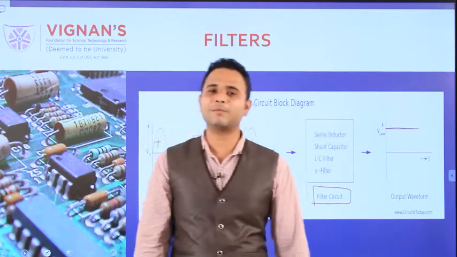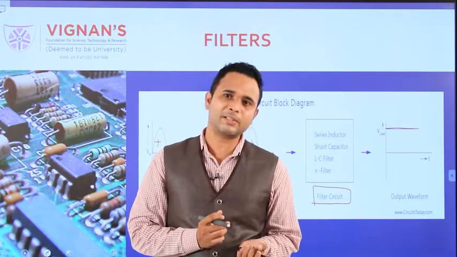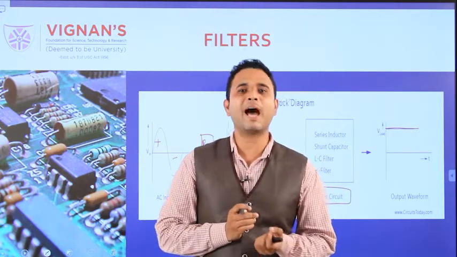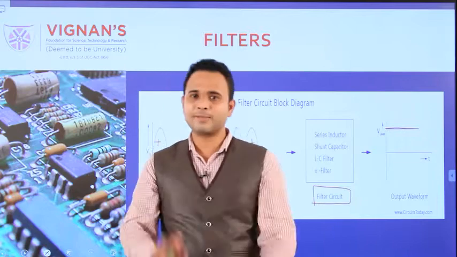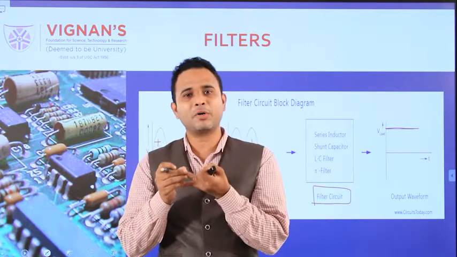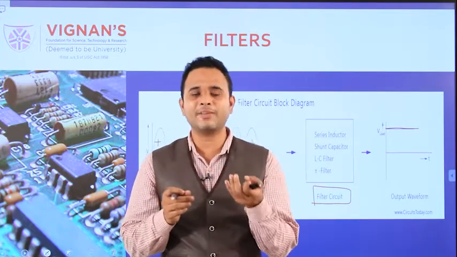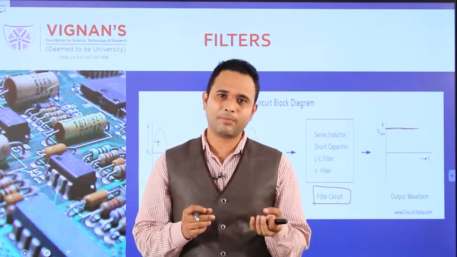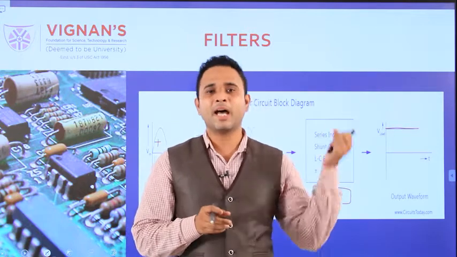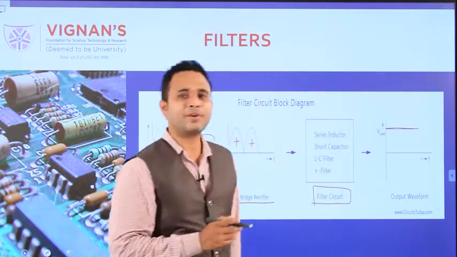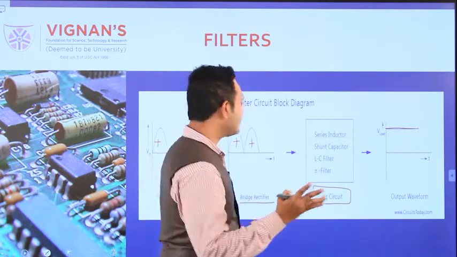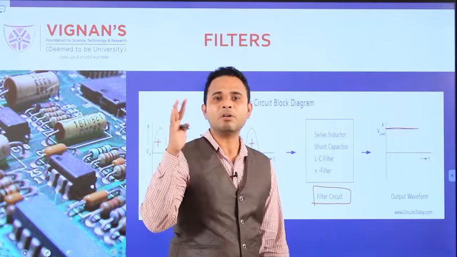How will filters be constructed? Generally, for construction of the filters we have to use passive components only. What are those passive components? Resistors, capacitors and inductors. These three are named the passive components. With the help of inductors and capacitors we make the filter block diagrams. That's why filters are generally classified into 4 types.